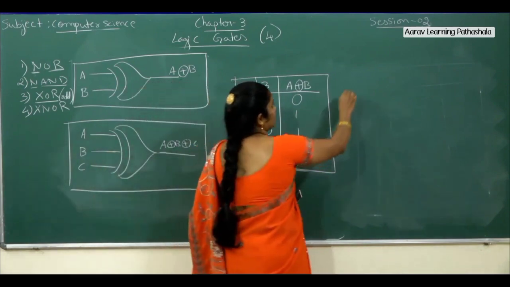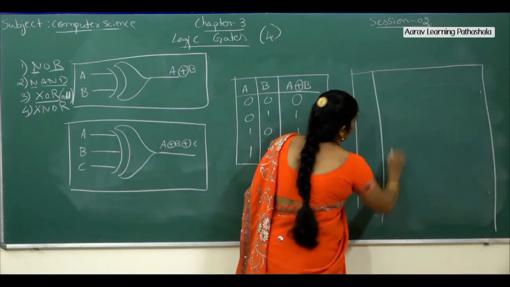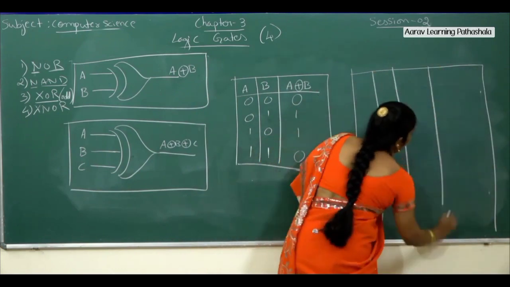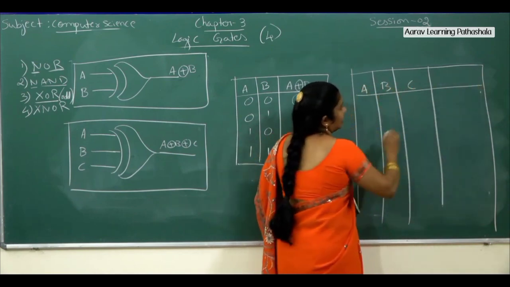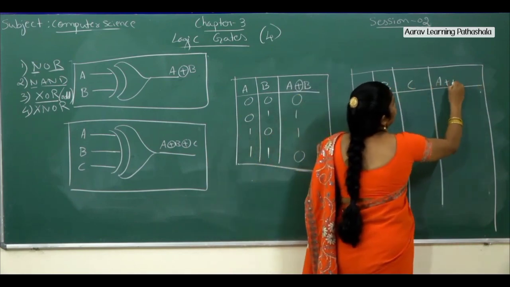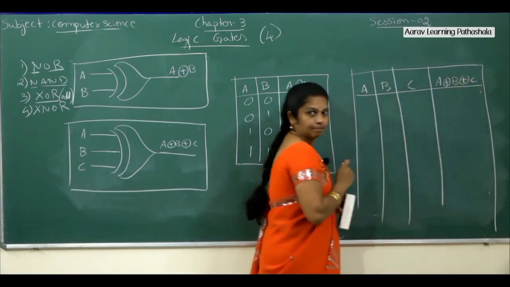Now for 3 variables, how to write? Same pattern. In the previous case how we have written, the same pattern we will write. For 3 variables, A, B, C. Here the output A plus B plus C. For plus it write circle.